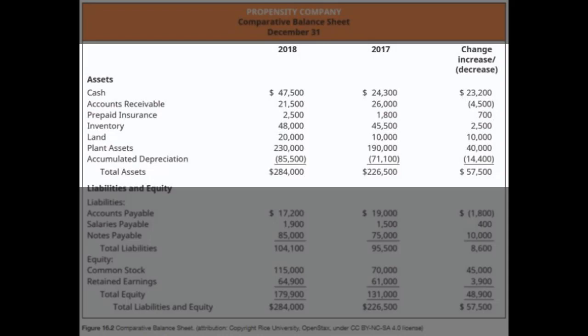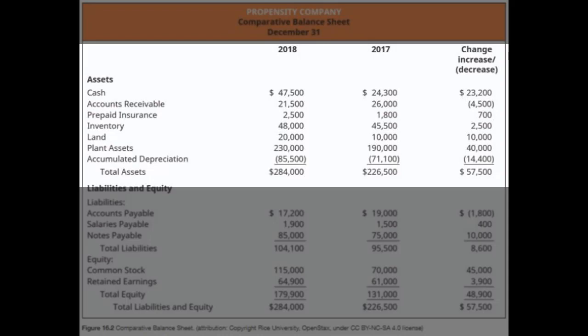Why? Well, look at plant assets. It might be buildings, equipment, things of that nature. It increased by $40,000 this year. Well, that's great. But where did the money come from to buy that extra $40,000 of plant assets? Well, it probably came from cash. And as a result, an increase in plant assets is equivalent to a decrease in cash for purposes of creating the statement of cash flows.